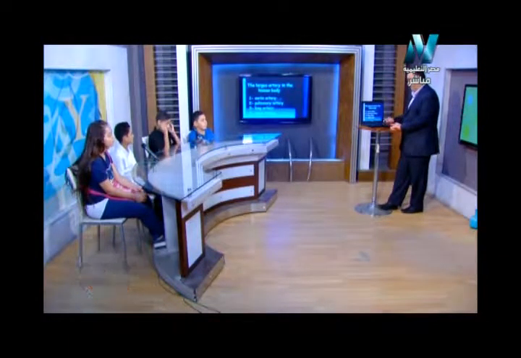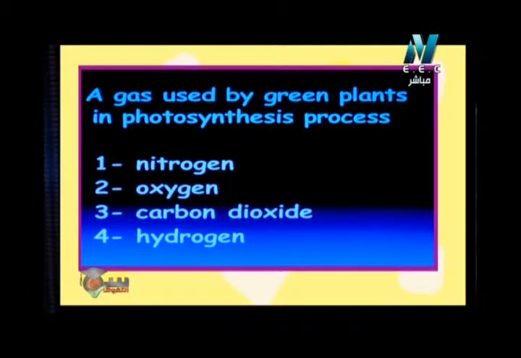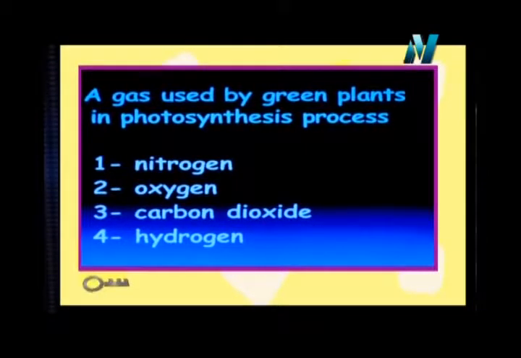Okay, another question for the first team. The question says, a gas used by the green plant in photosynthesis process. في غاز مهم جدا بيستخدمه النبات أثناء عملية البناء الضوئي. Nitrogen, oxygen, carbon dioxide, hydrogen.